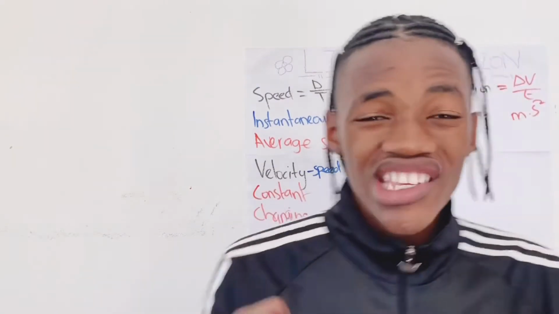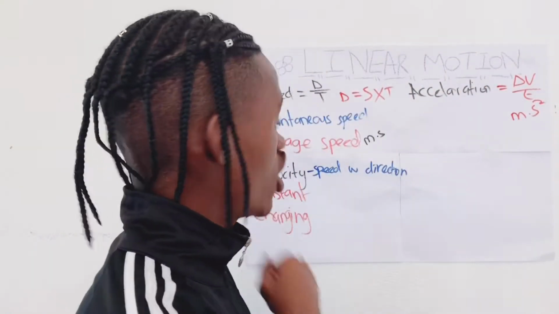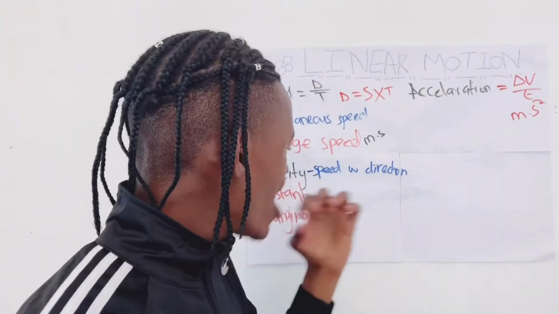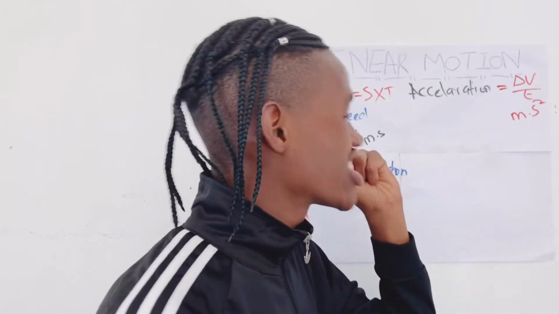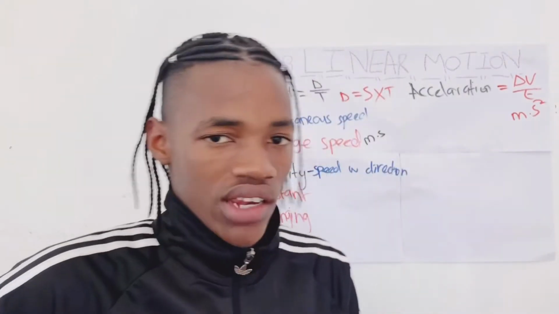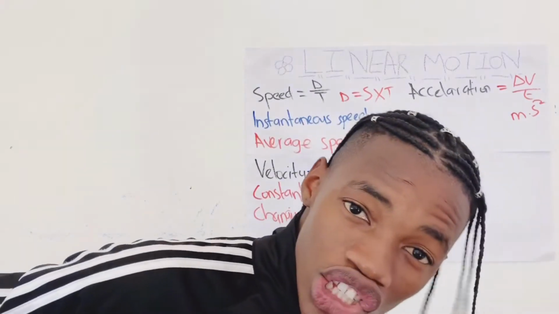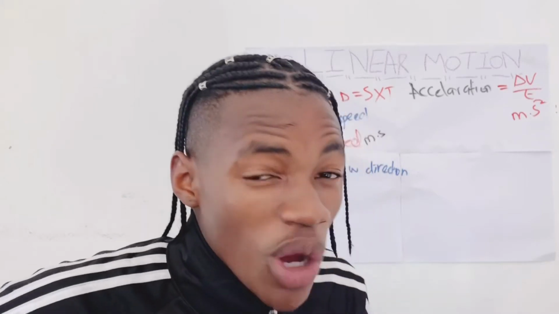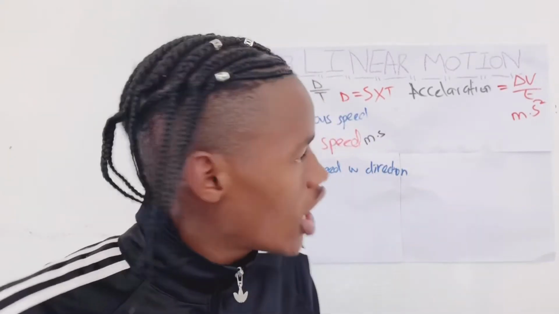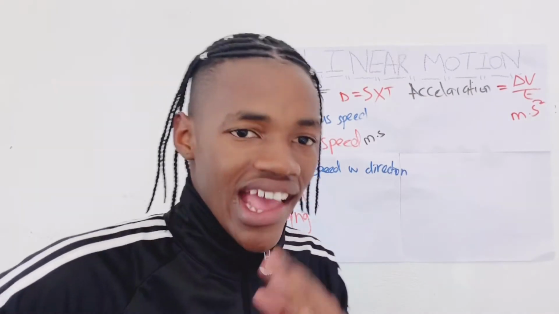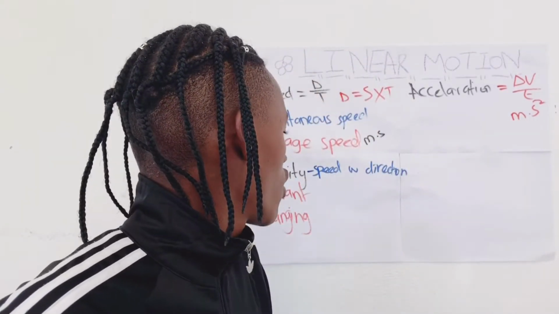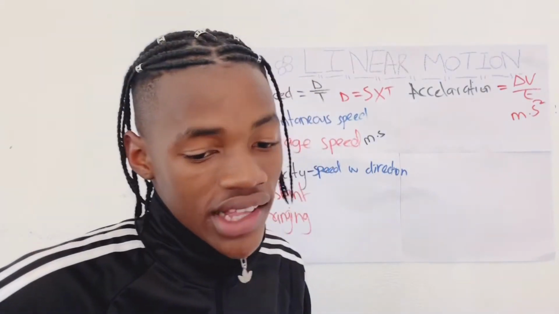Okay? So now you mustn't confuse acceleration and velocity. Remember, velocity has to do with speed and direction, and then acceleration has to do with the change in velocity. So if there is no change, then we are talking about the velocity. But when we put the concept of change of velocity, just know that we are talking about acceleration. And then acceleration is the rate of change of velocity over a period of time.